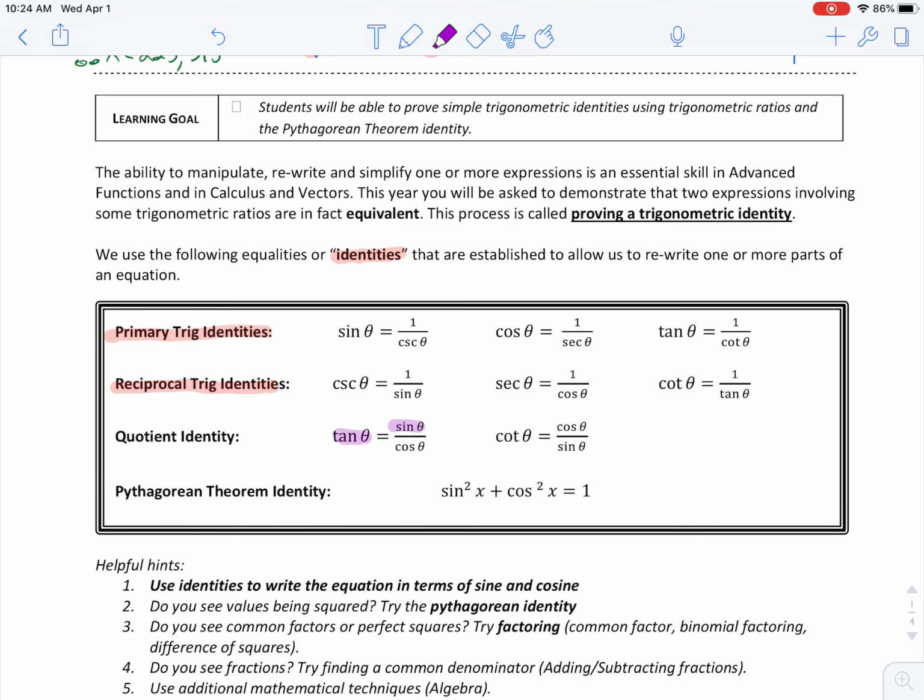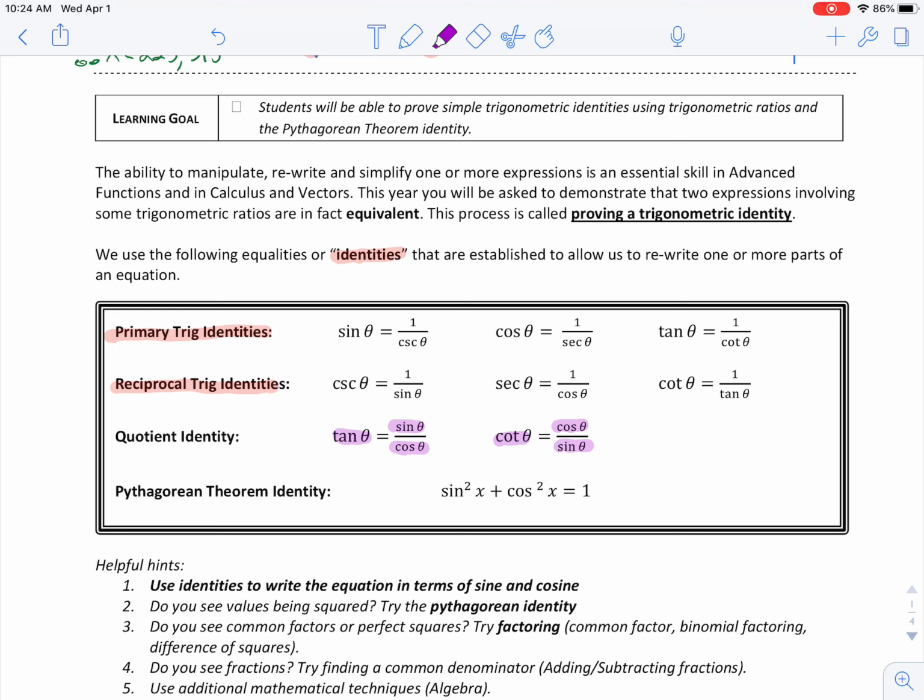And then the quotient one, we saw this briefly, but tan is the same as sine over cos. And so we proved that when we had sine is equal to y and cosine is equal to x, because tan is y over x, then it's just tan equals sine over cos, or y over x. And then you could take the reciprocal of that, so cotangent is actually cos over sine. So you just flip that ratio there.